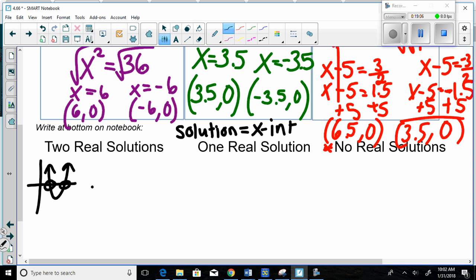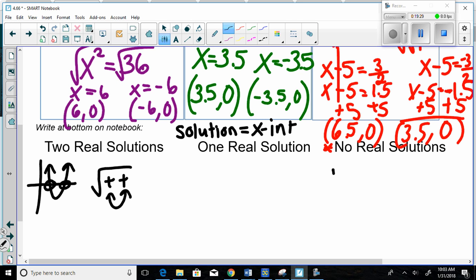The reason is when I have to take the square root, it has to be a positive number. If it's a positive number, I know I'm getting 2 answers because you're going to get 2 x-intercepts. So that's all you need to draw. 2 real solutions just means it's hitting it twice, and it's any positive number. It could be 150, it could be 0.5. Any positive number will get you 2 answers.